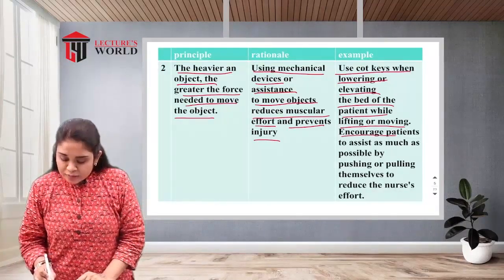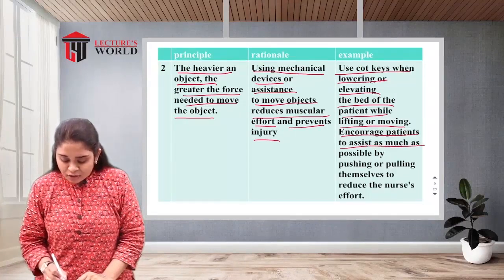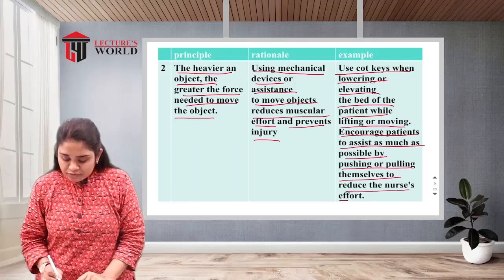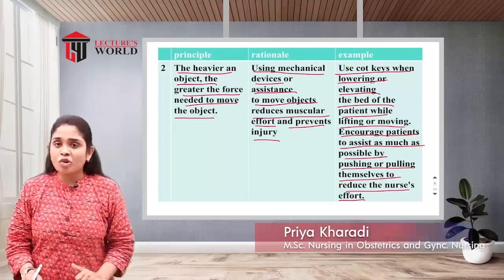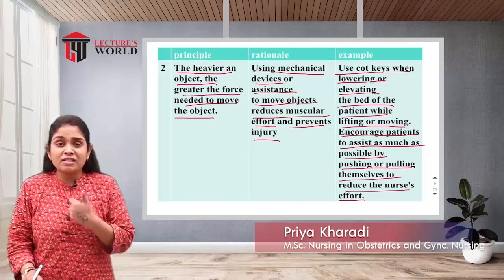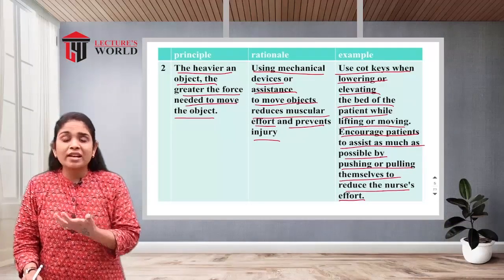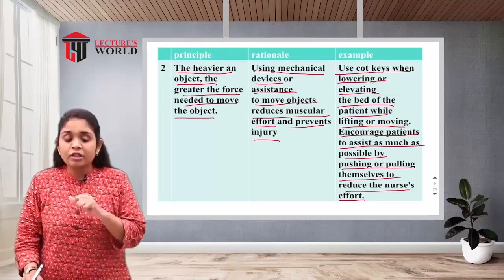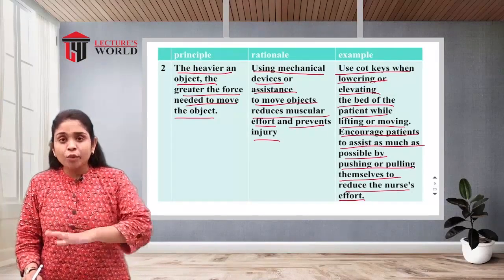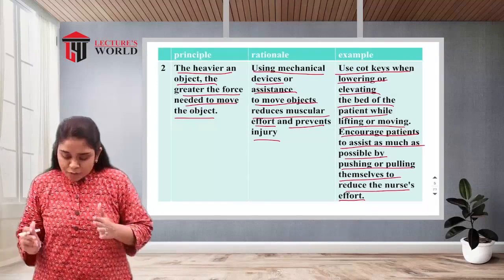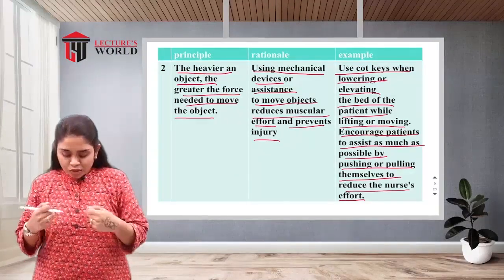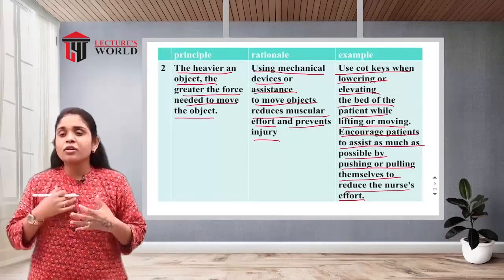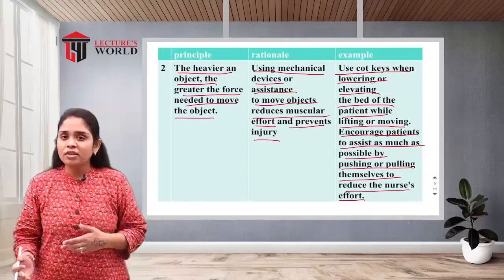Then encourage the patient to assist as much as possible by pushing or pulling themselves to reduce the nurse's effort. So what happens if the patient is conscious and doesn't have any physical restriction for activity? That time you can ask the patient to roll also, or you can push them. Okay, pull, otherwise you can push them. So by that also the strain or the extra effort will be reduced for the nurses.